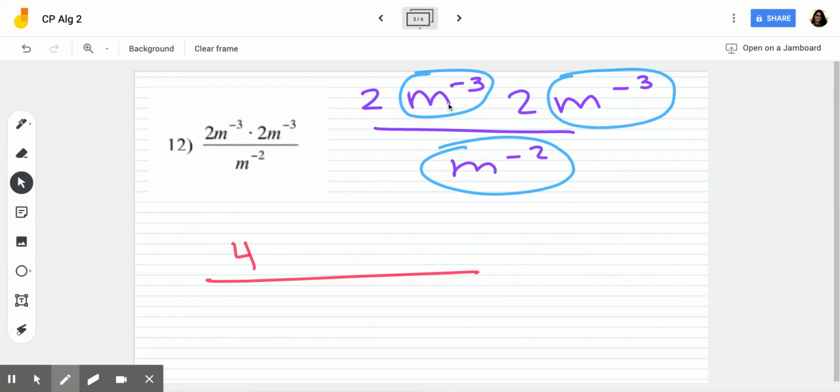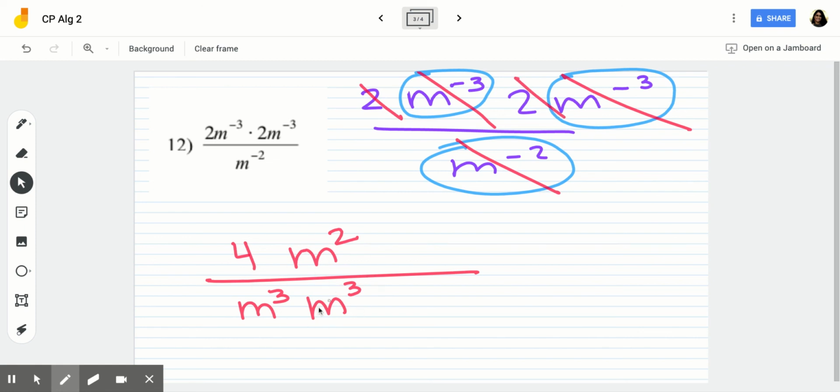This m to the cubed crosses the line, changes the sign to a positive. This m to the negative 3 crosses the line, changes the sign to a positive. This m to the negative 2 crosses the line, changes the sign to a positive. And we already dealt with 2 times 2. Okay, now let's see what we can keep doing. 4 stays on top. M squared, well, let's do this first. 3 plus 3 is m to the 6.